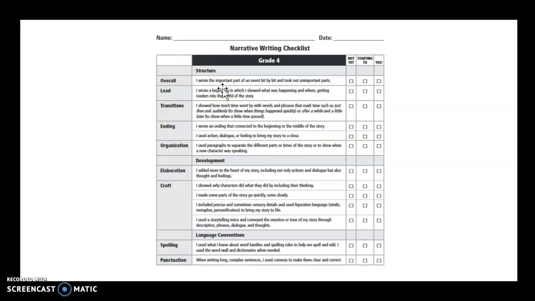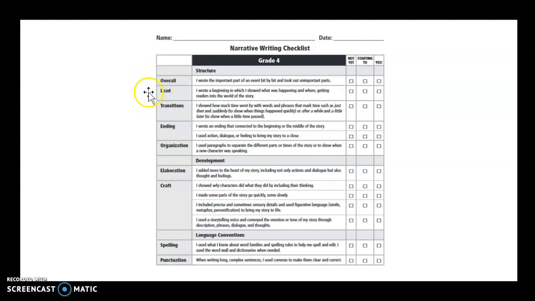Overall, we want to make sure that we have a story that tells an important plot. It's not just going on and on. We're not telling parts that aren't important. So when we're looking at this overall part here, we're just making sure that we have an overall beginning, middle, end that all flows together and is a good story.